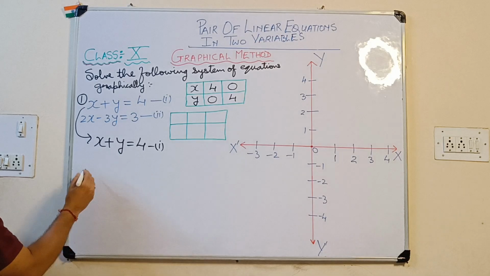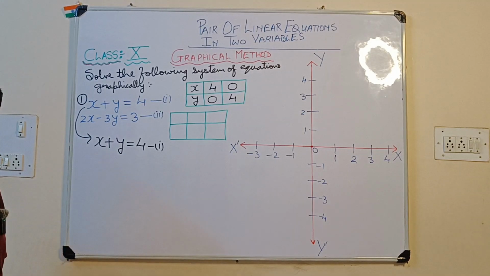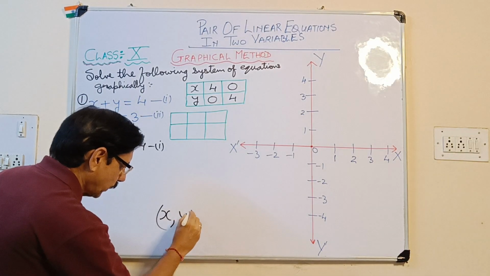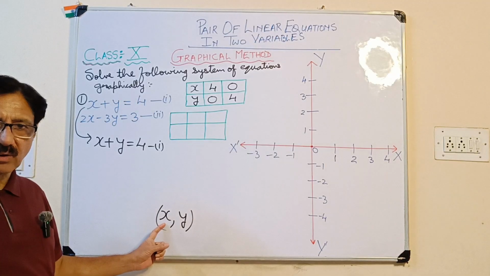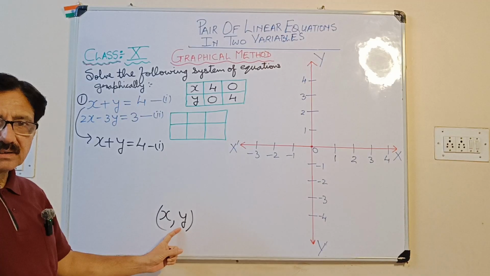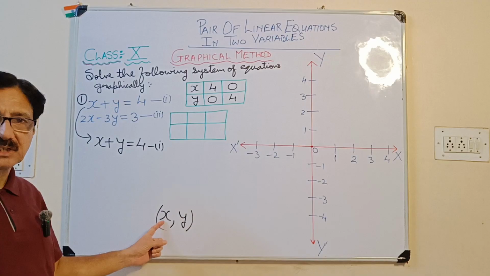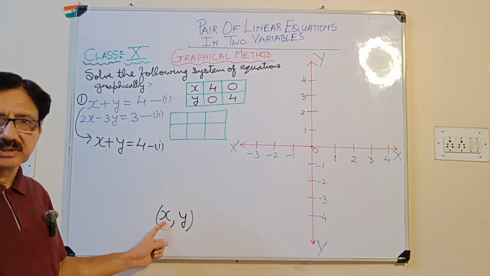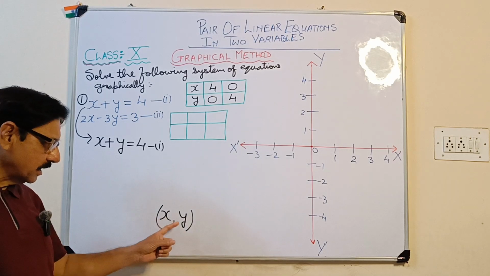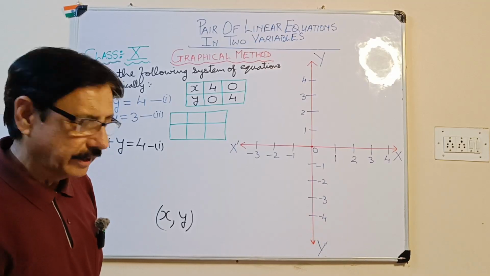So by this first equation, what coordinates will you get? You know that there is always an ordered pair. In a coordinate, the first value is always of x, the second value is of y. Together they are called a coordinate. x we call the abscissa, as you studied in class 9 also, and y we call the ordinate. The abscissa and ordinate together, the pair, we call a coordinate.